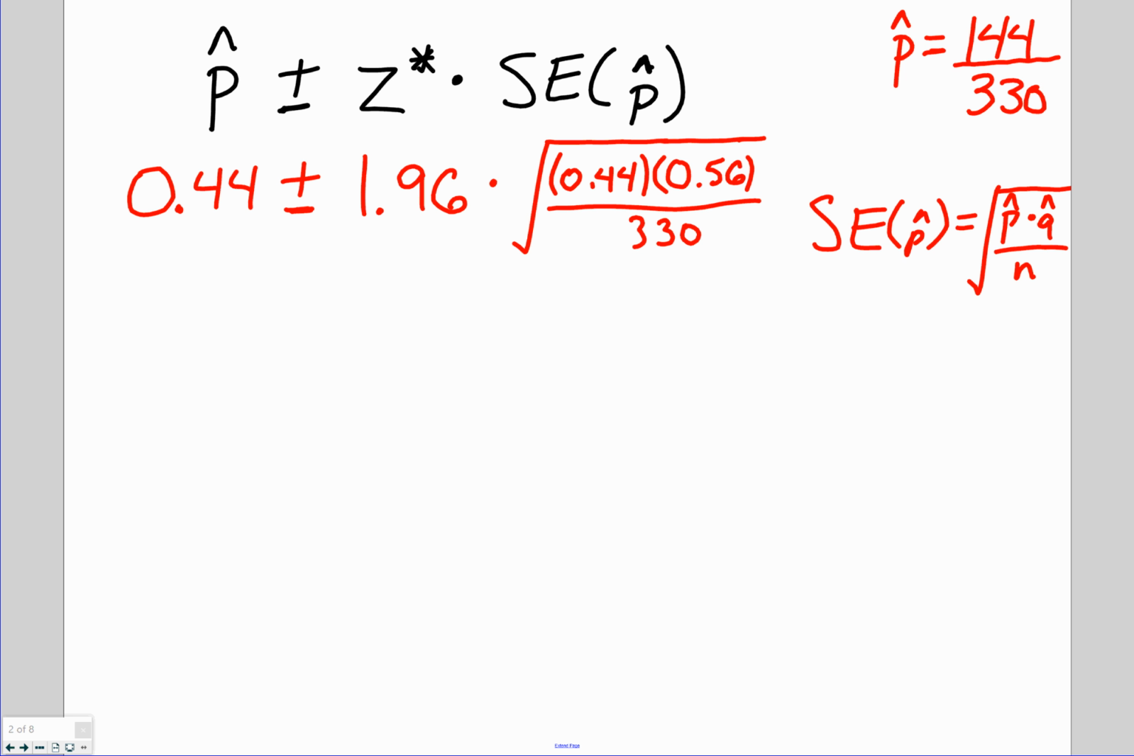And you can do this in 1 step, 2 steps, whatever you'd like. So I'm going to keep 0.44 plus or minus. Let's do a fraction in my square root: 0.44 times 0.56 over 330. So I got a standard error, if I round, of 0.03. Did other people get that? And then times 1.96.